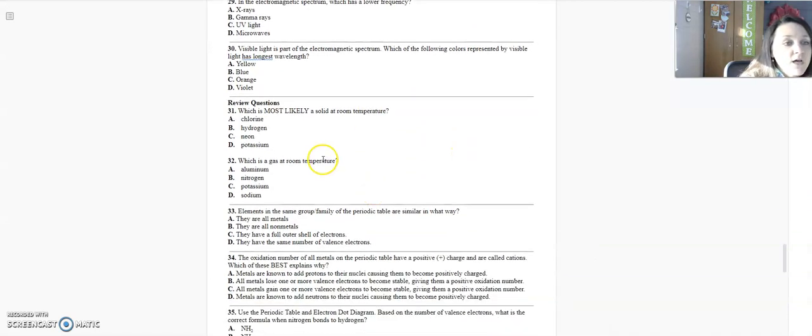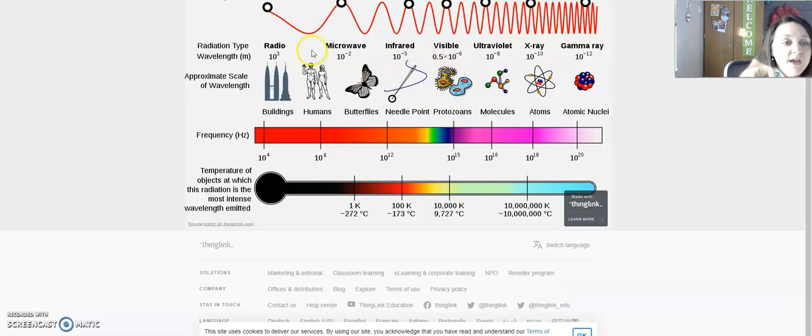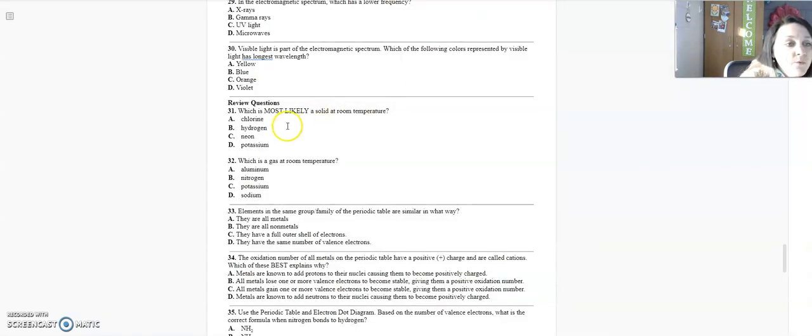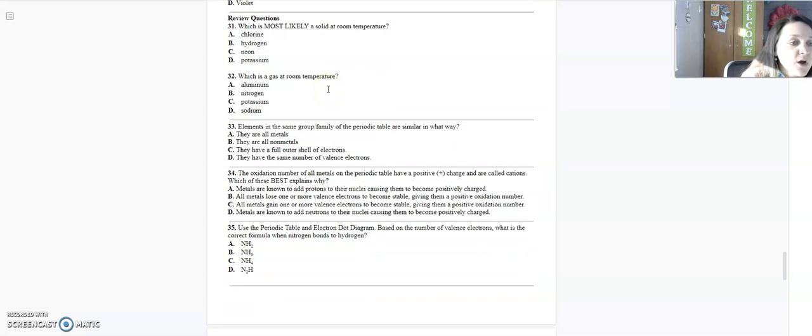All right, so visible light is part of the electromagnetic spectrum. Which color has the longest wavelength? So which color is farthest to the left? That's going to be red. Well, red's not a choice. Orange would be next. Longest wavelength. All right, and then we have a few review questions.